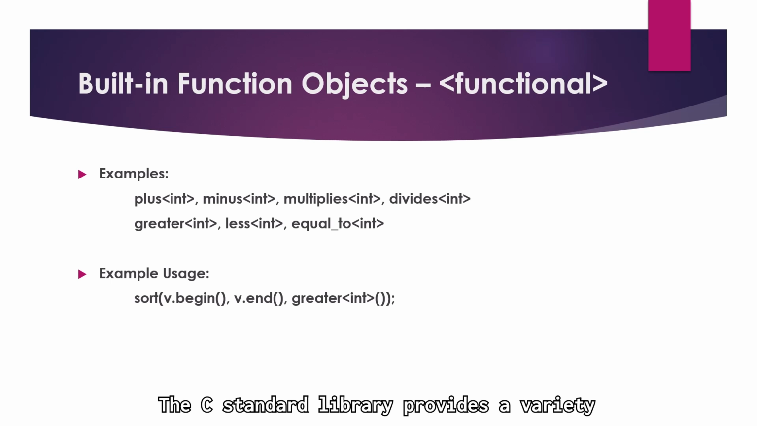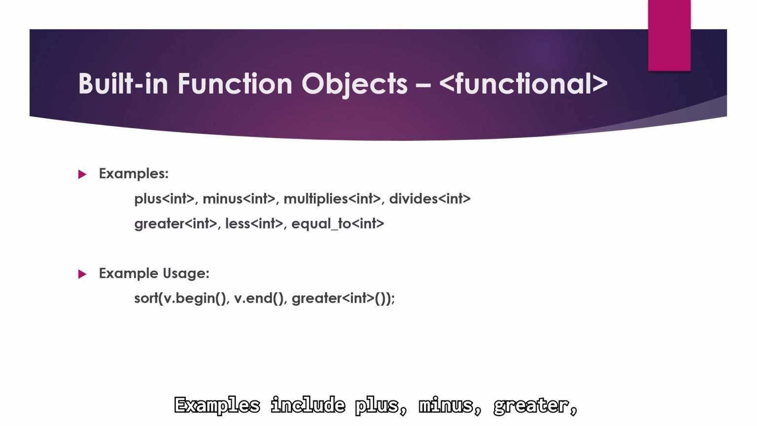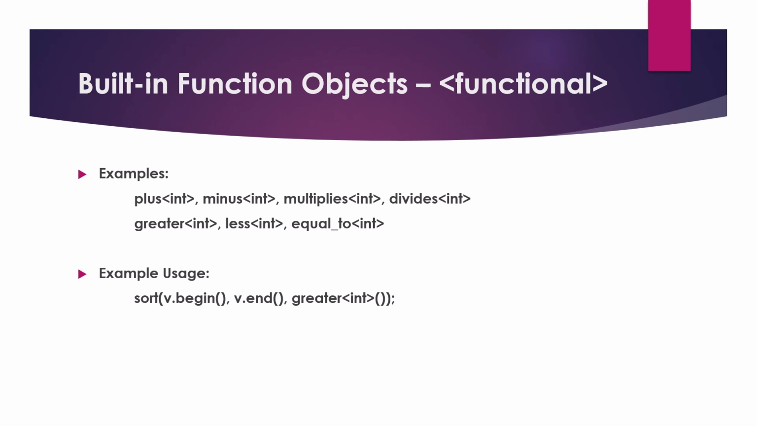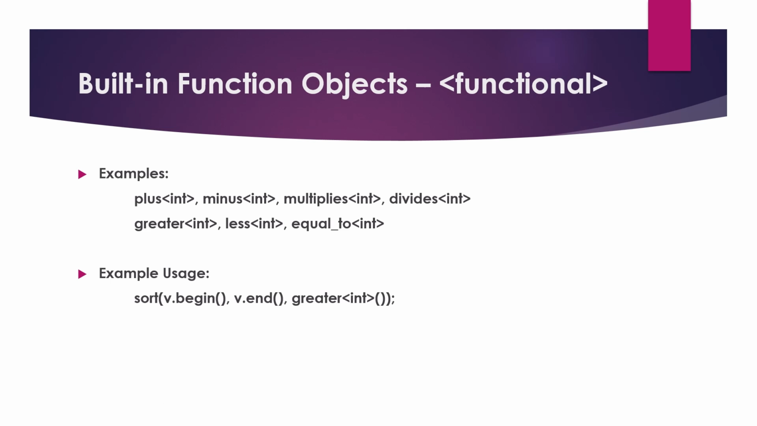The C++ standard library provides a variety of built-in function objects in the functional header, and these can be used in your algorithms immediately. Examples include plus, minus, greater, less, and more. These are template-based, meaning you can use them with any data type. For instance, if you want to sort a collection in descending order, instead of writing your own comparison function, you can simply use greater<int>. These built-in function objects are convenient and they reduce the need to write custom functors for common operations. This gives you more readable and concise code.